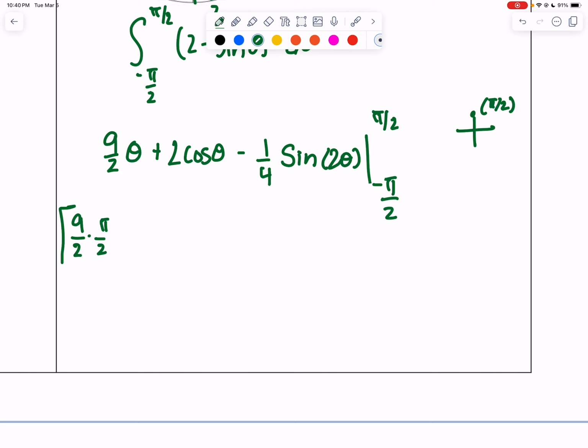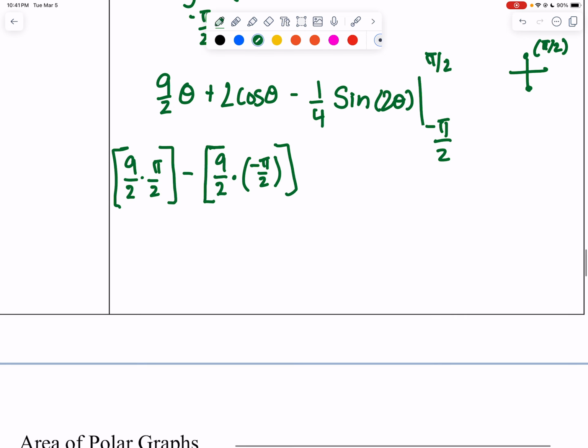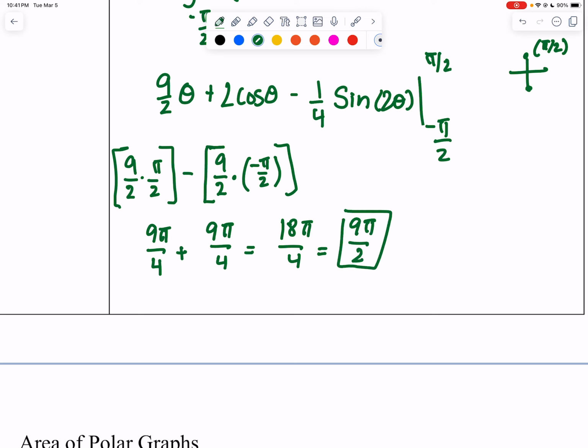And then I have my lower bound that I'm going to evaluate. Okay, so 9 over 2 times negative pi over 2. 2 cosine of negative pi over 2, which is down here, which is just going to be 0. And then this right here also, sine of negative pi is going to be 0. So now I'm left with this right here. So this is going to give us 9 pi over 4 plus 9 pi over 4, which is equal to 18 pi over 4, which, once again, we get 9 pi over 2.